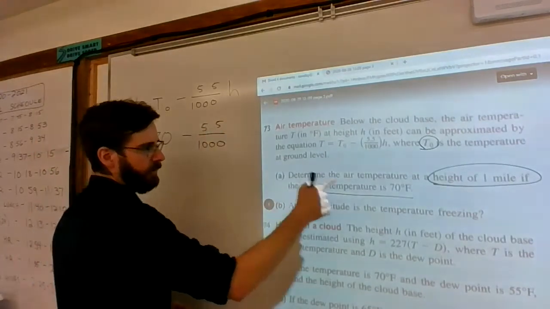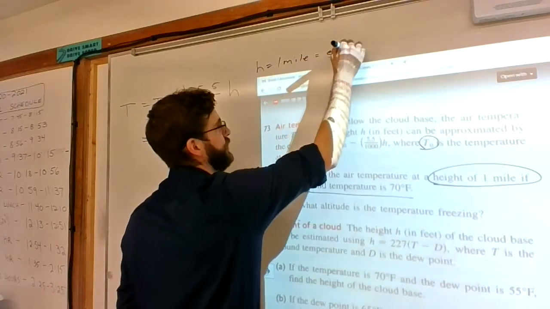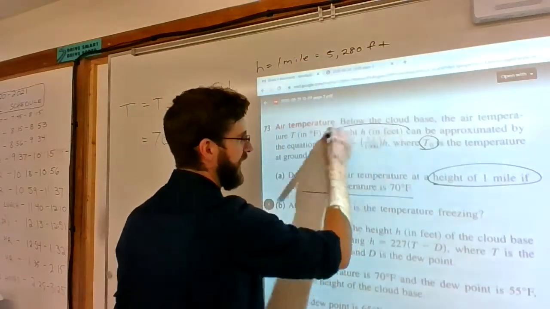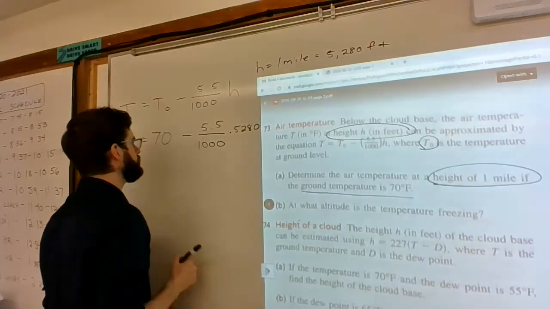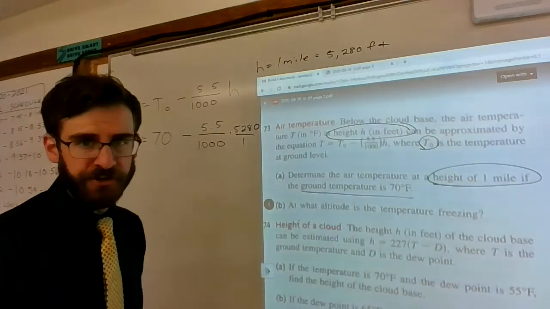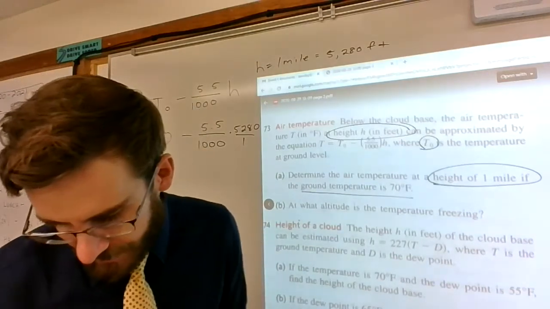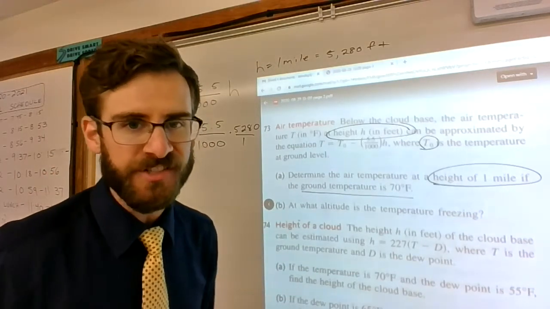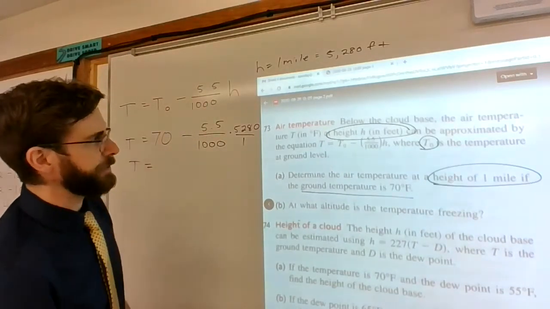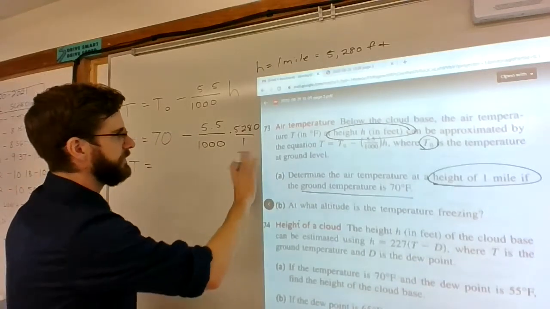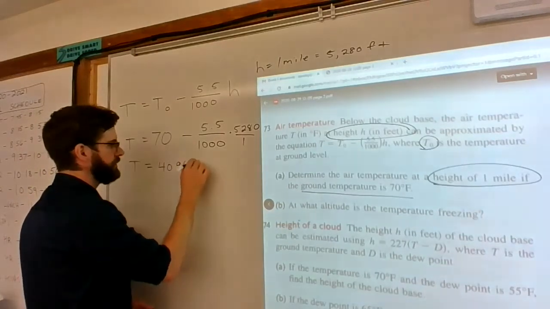So the h, 1 mile, which equals 5,280 feet, because that's what h is defined in. At this point, it's just a game of plugging some numbers in on your calculator. So I did the work for you already on that, and it ends up being 40.96 degrees Fahrenheit. So it's saying that the air temperature in this case is going to be 40.96 degrees Fahrenheit.